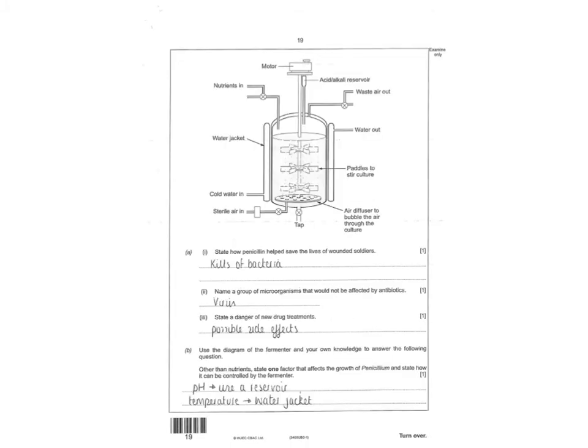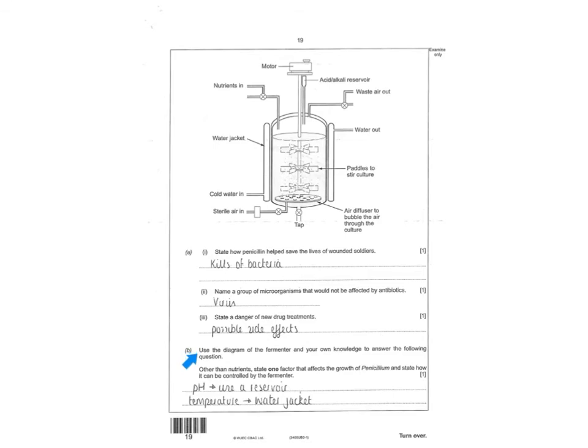State how penicillin helped save the lives of wounded soldiers. Well, it killed the bacteria and prevented them from getting infections in their wounds. Name a group of microorganisms that would not be affected by antibiotics. It would be viruses, because antibiotics only kill bacteria. State a danger of new drug treatments: that there are possible unknown side effects. We don't know what effect they're going to have.